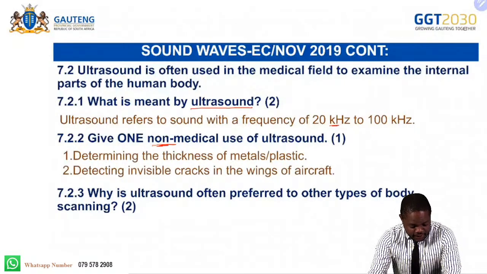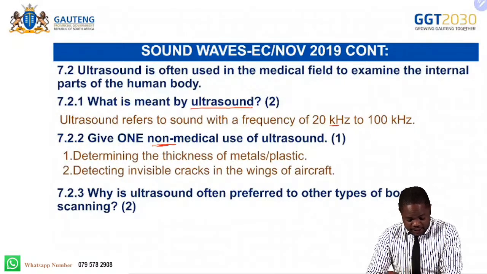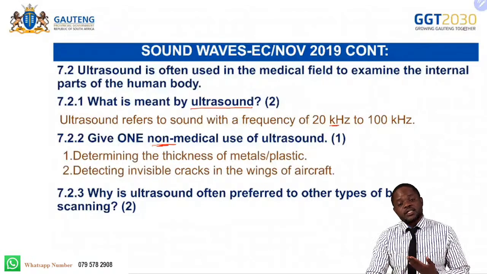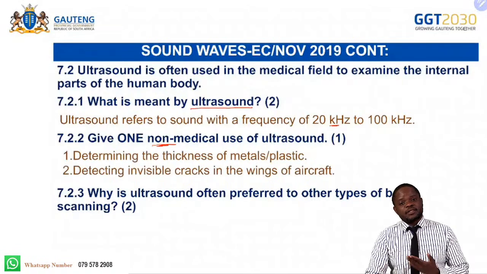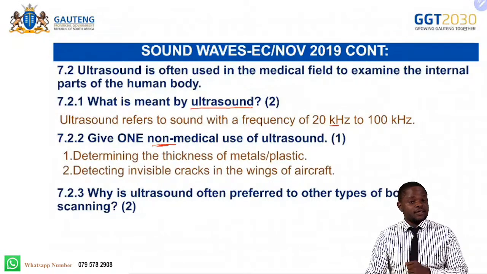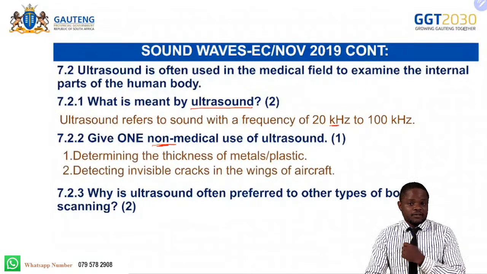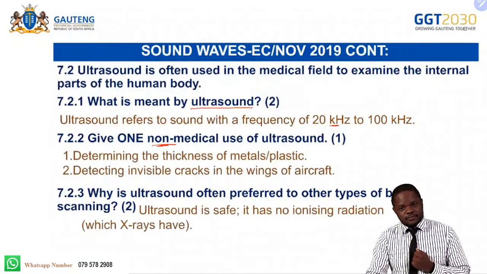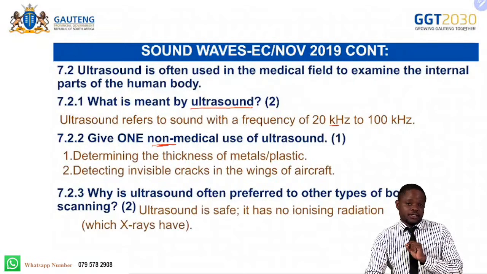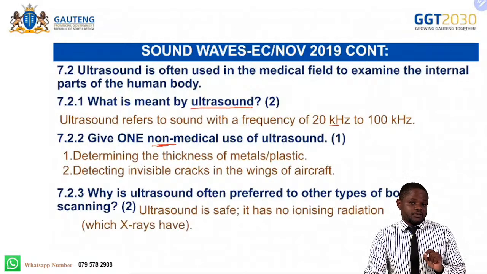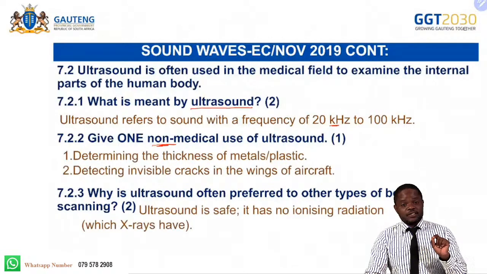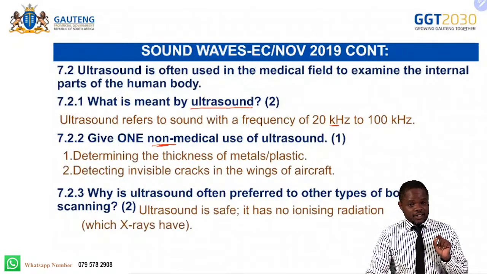Then the next part, why is ultrasound often preferred to other types of body scanning? We're talking of other types like X-ray scanning, isn't it? Why is it preferred? The first part, ultrasound is safe, right? Can you take it down? Ultrasound is safe. Why is it safe? We're saying it has no ionizing radiation.